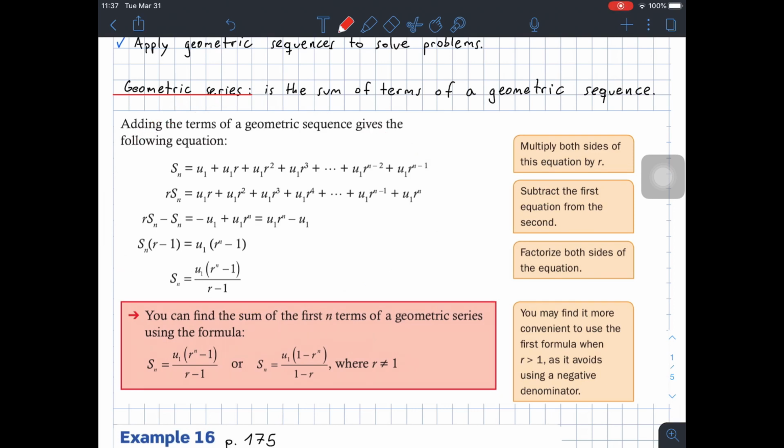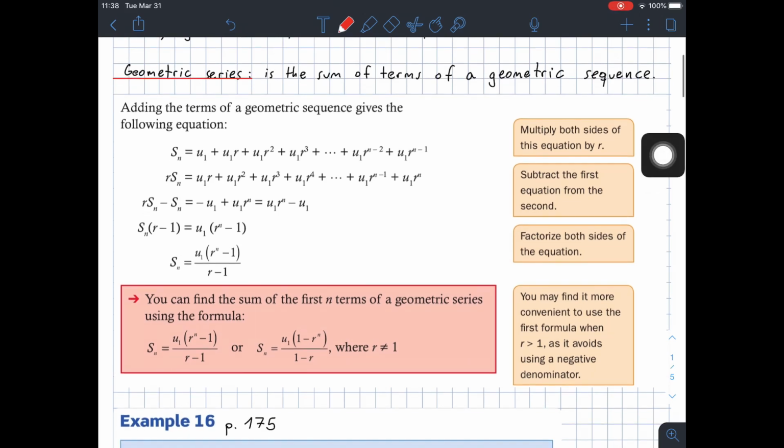You don't need to know this demonstration, but I'm just going to show you for you to understand where the formula comes from. So it says, adding the terms of a geometric sequence gives the following equation. So this is the sum of n terms of a geometric sequence. U1 plus U2, remember that the nth term of a geometric sequence is U1 times the common ratio to the power of n minus 1. That's how we calculate any term in a geometric sequence. So this would be U2, the second term, this is U3, U4, and so on, right? So this would be U of n minus 1, and this would be Un, okay?